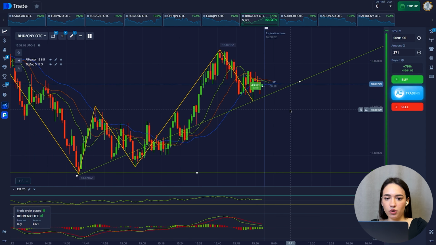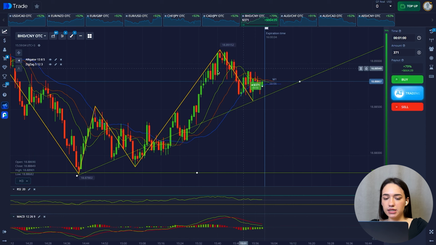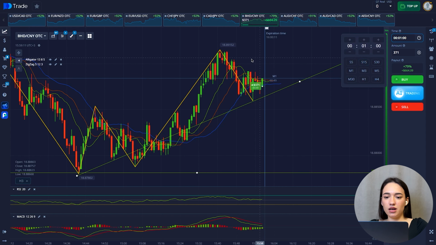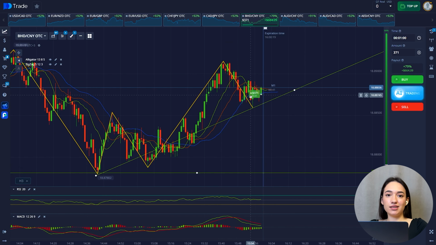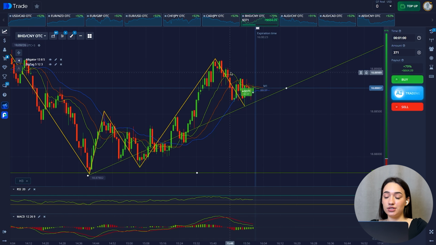Okay, that's a perfect moment. Right here we'll open a trade for the maximum balance amount. And guys, we usually trade with a higher expiration time, but here I'm trading on the 1 minute time frame to open as many trades as possible and show you my analysis, my strategy, and how I trade every day.